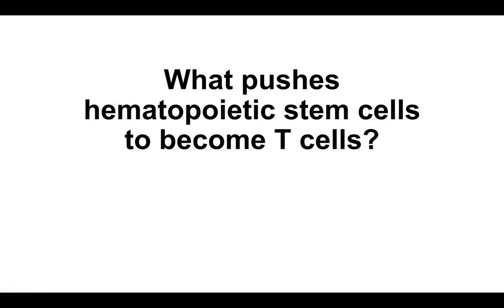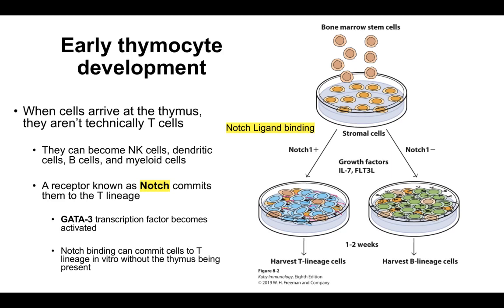What pushes hematopoietic stem cells to become T cells? So one of the early ligands that help push these thymocytes to become a T cell is Notch ligand binding to the Notch receptor. So bone marrow stem cells, as they come to the thymus, these are precursor cells. They're still a stem cell, and so if they're given different growth factors, they may turn into a B cell or a T cell. So Notch is important. Notch ligand binding to the Notch receptor on that stem cell is important to help generate a T cell.